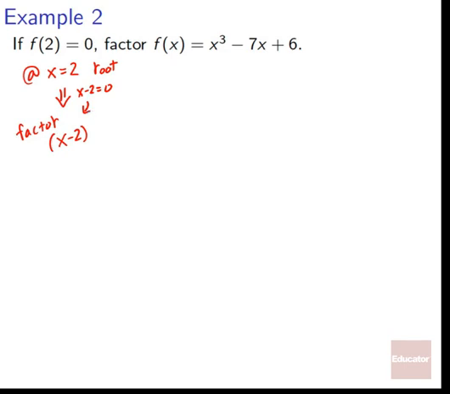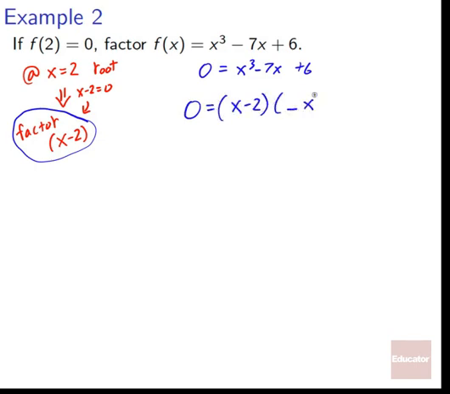We can use that piece of information, and we know that f of x is going to have to break down with an x minus 2 in there. So let's set it up like normal. 0 equals x cubed minus 7x plus 6, but what we just figured out here, we know that there's a factor of x minus 2. So we can also write this as 0 equals quantity x minus 2 times blank x squared plus blank x plus blank. So what are going to go into those blanks?